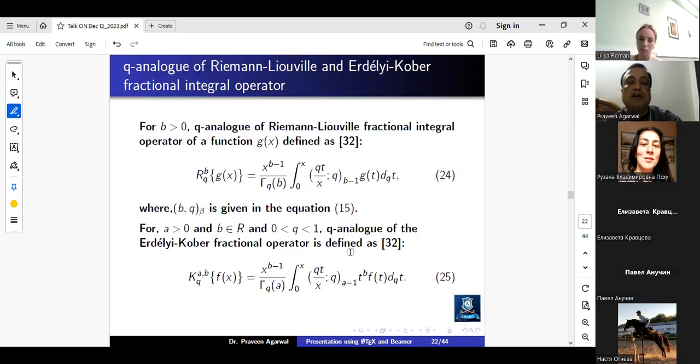And then for b greater than 0, the q-analog of the Riemann-Liouville fractional integral operator is defined by equation 24. You can see that in the initial section, we defined the Riemann-Liouville fractional integral operator. Here we define the q-analog. And in a similar way, the q-analog of the Erdélyi-Kober fractional integral operator is defined by equation 25.